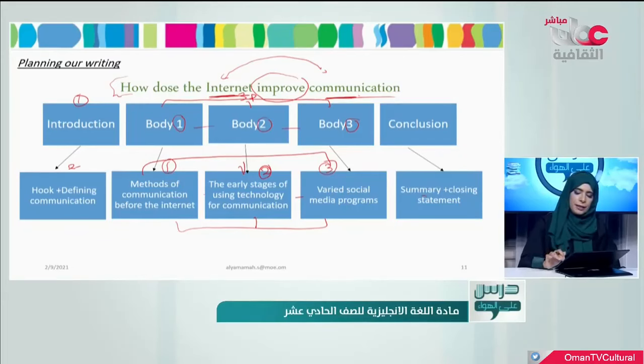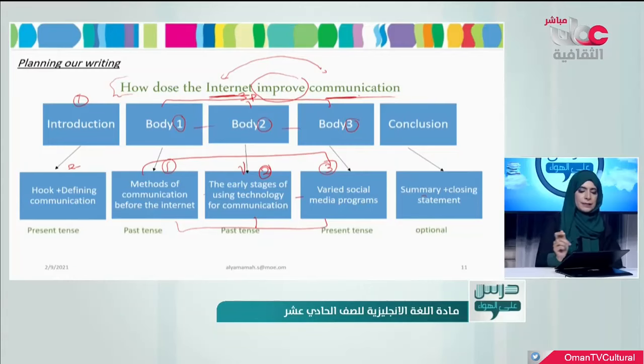Let's talk about the language. Since we are talking about a topic which indicates different stages starting from the past until now, and somehow we may express some statements using the future forms. So the first paragraph, since we are defining communication, communication is an urgent topic which is still found everywhere. So we will use the present tense.